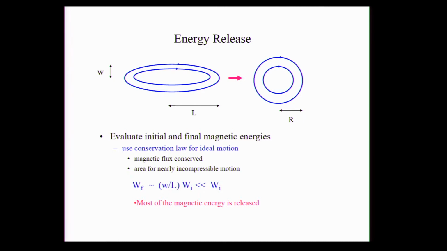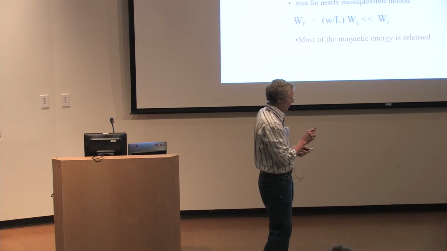Put those two together, and you can calculate the final magnetic energy here compared to here. And it turns out it's the width over the length times the initial energy. And to the extent that W is much smaller than L, the final energy is much smaller than the initial energy. So in relaxing a squashed flux bubble, you release most of the magnetic energy. And once that's clear to you, then you can understand magnetic reconnection.